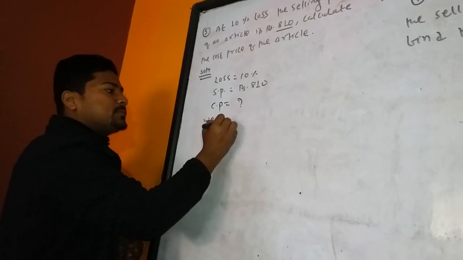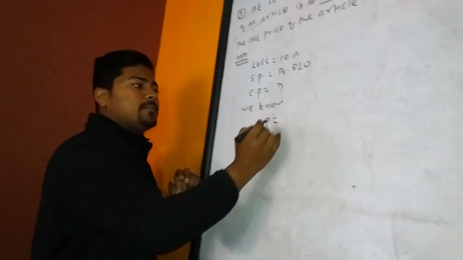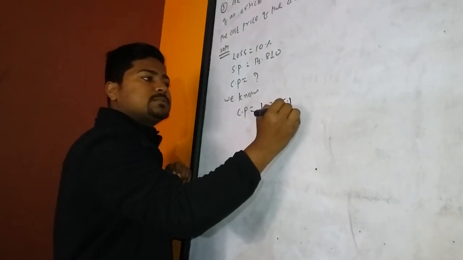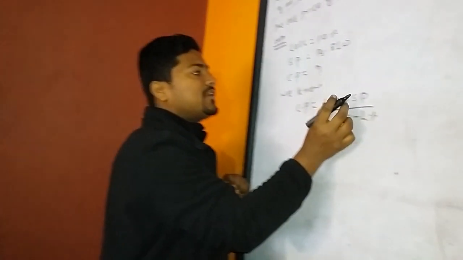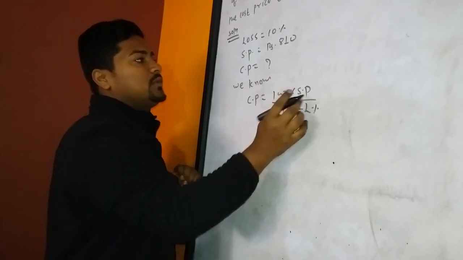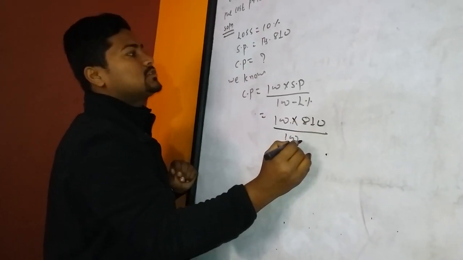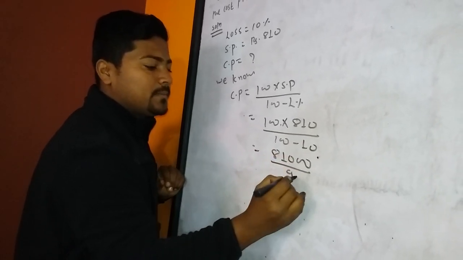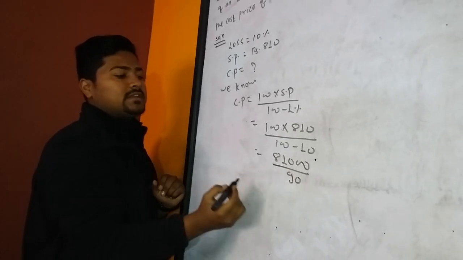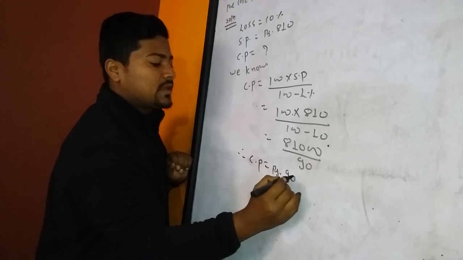So we know the formula of CP. In the introduction class, what did I say the CP formula was? 100 into SP upon 100 minus loss percentage, if loss is given. So now 100 into SP, 810, upon 100 minus loss, which is 10. Now tell me, what will come? Here 81,000 divided by 90, what comes? 900. Therefore CP is equal to rupees 900.